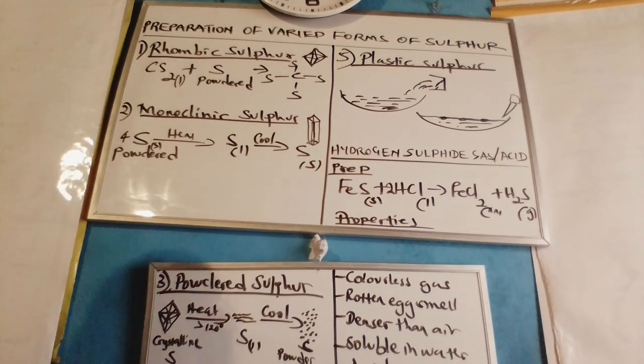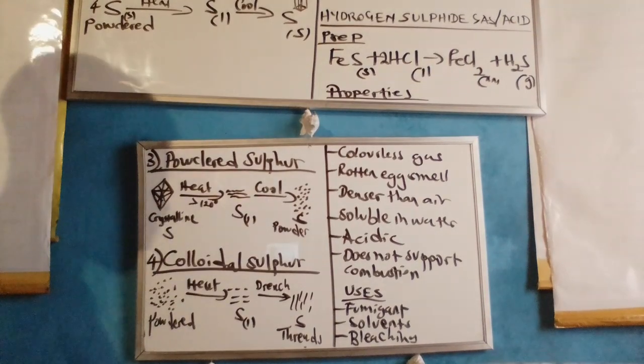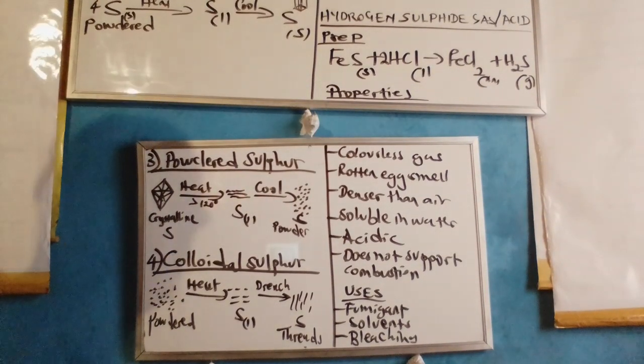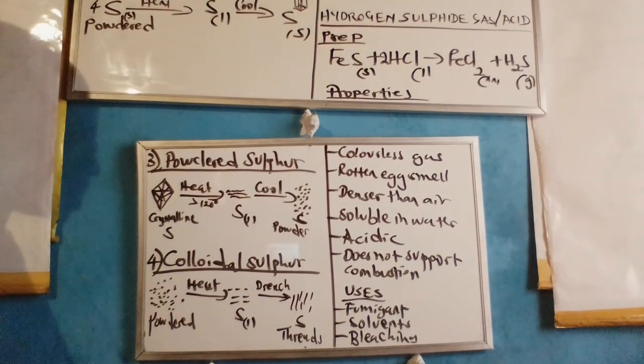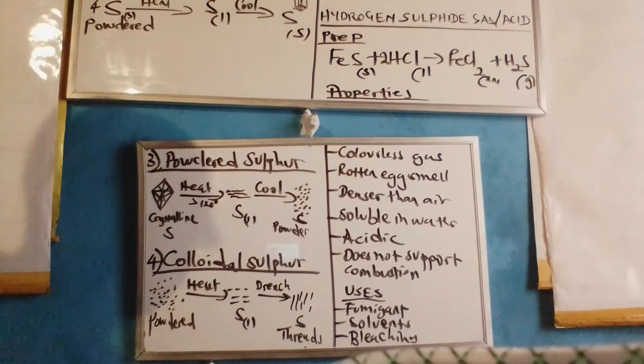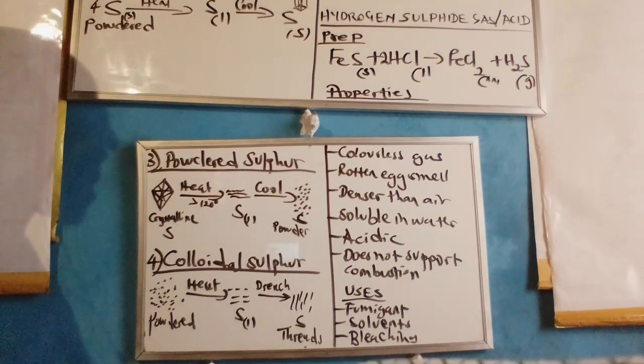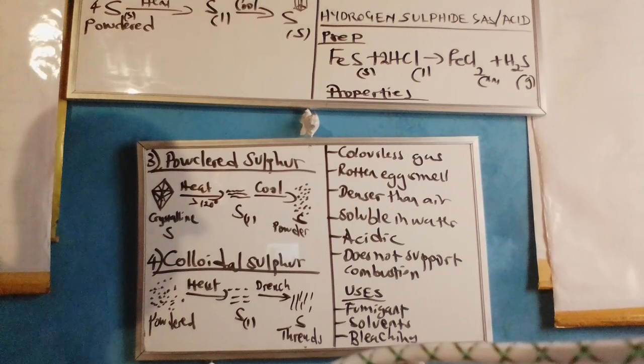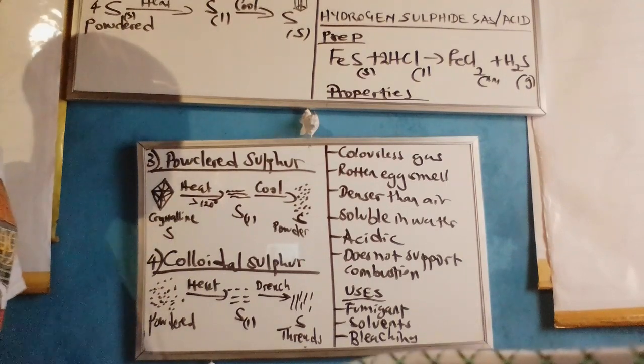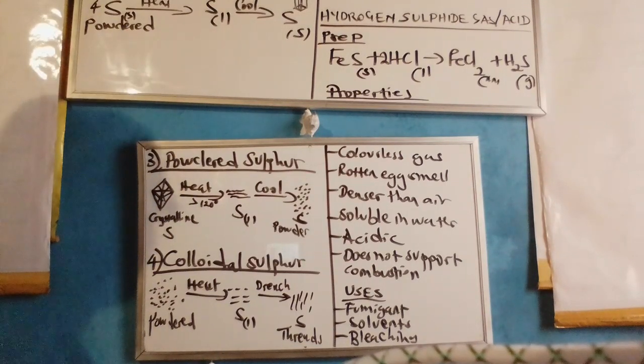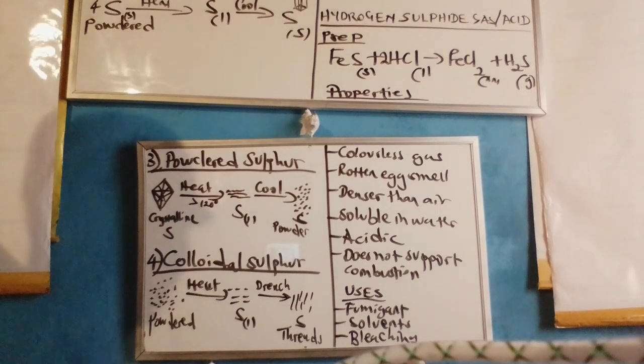Now, as you have seen, powdered sulfur is important in both preparation of rhombic sulfur and monoclinic sulfur. How then do you obtain powdered sulfur? To obtain powdered sulfur, we take naturally crystalline sulfur, we heat it to become liquefied, and then we cool it gradually, and then it precipitates the powdered or fine-grained sulfur, referred to as powdered sulfur.